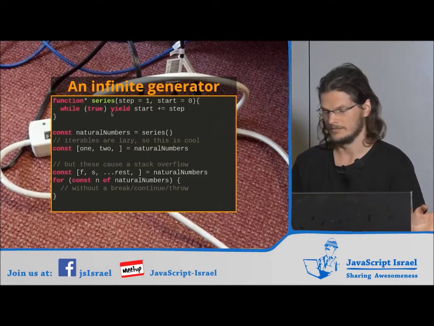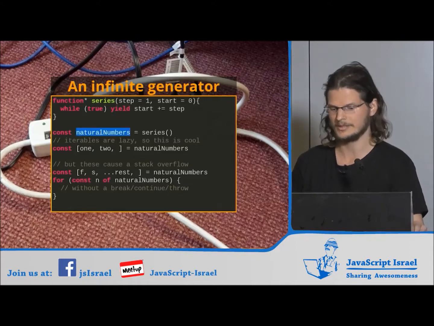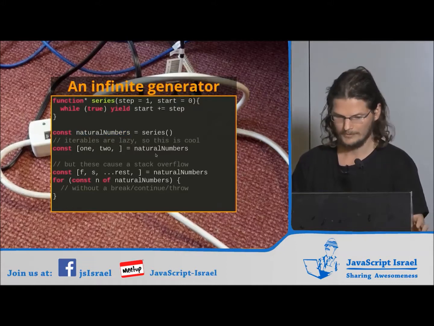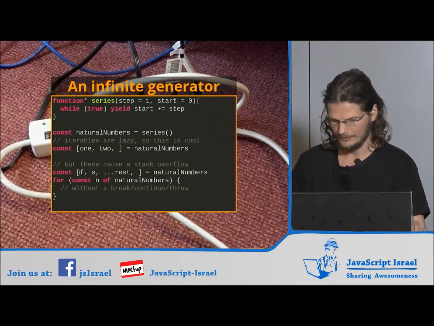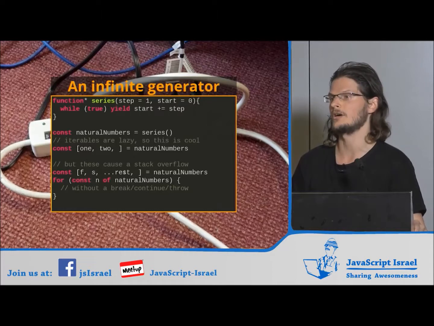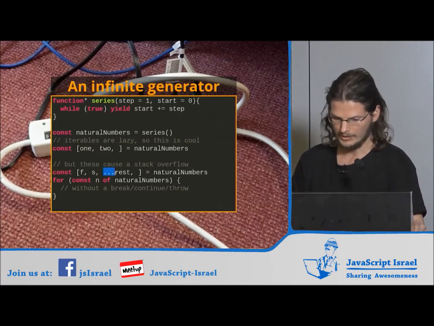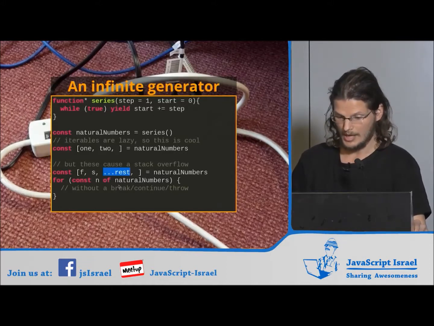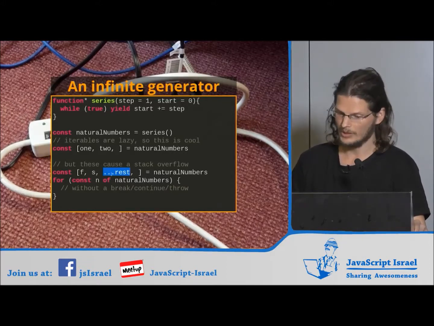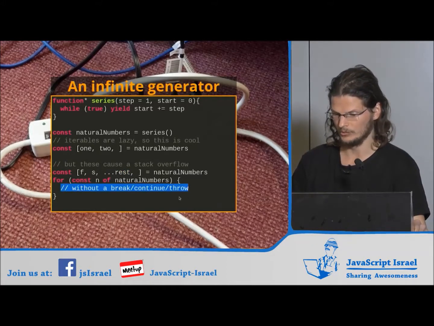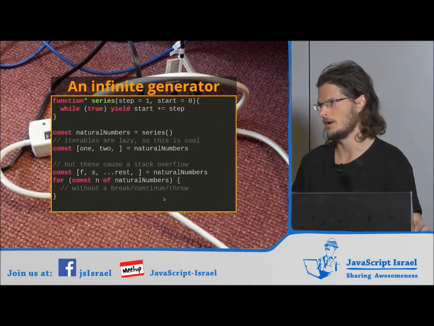The function is suspended unless we call it more. So we can call it again, okay, and these two examples would actually cause an infinite loop. One is the array rest operator and array spread operator, sorry. And the other one is a for of loop without a break, continue, or throw clause.